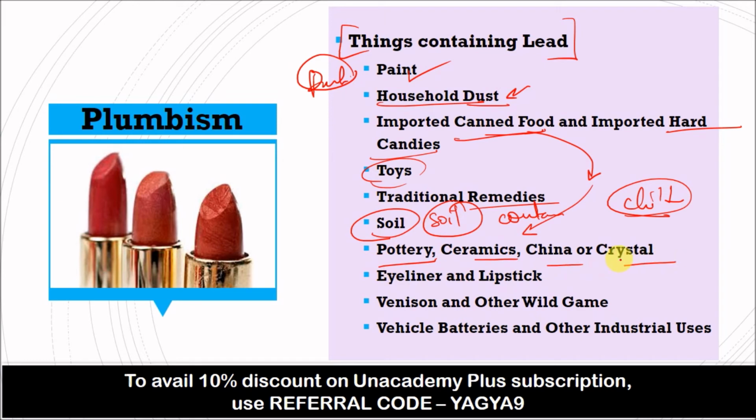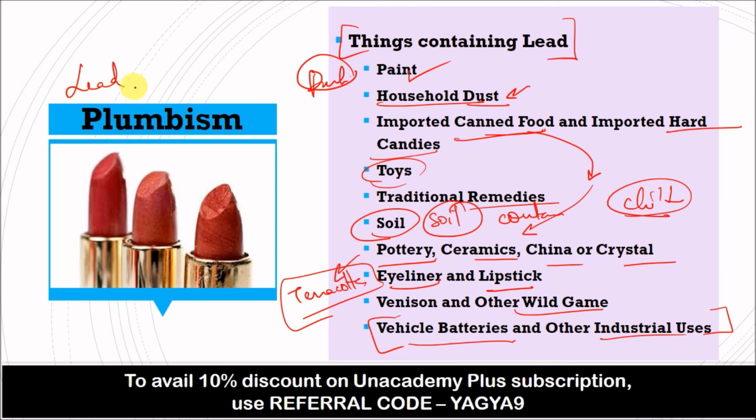Pottery, ceramics, china, crystal. For example, we are always a fan of terracotta, right? We use a lot of terracotta pieces or terracotta monuments in our home, that is clay things. Even that contains lead. Normal eyeliner and lipstick used by women contain lead. Then vehicle batteries and industrial uses have a lot of lead in them. Now, what is lead poisoning also called? Lead poisoning has another name, which is plumbism.